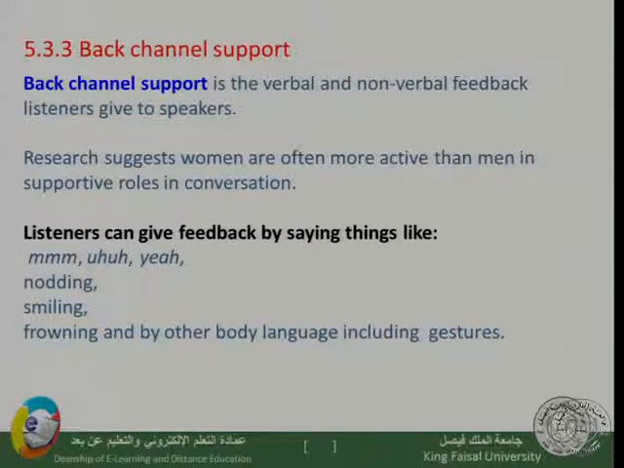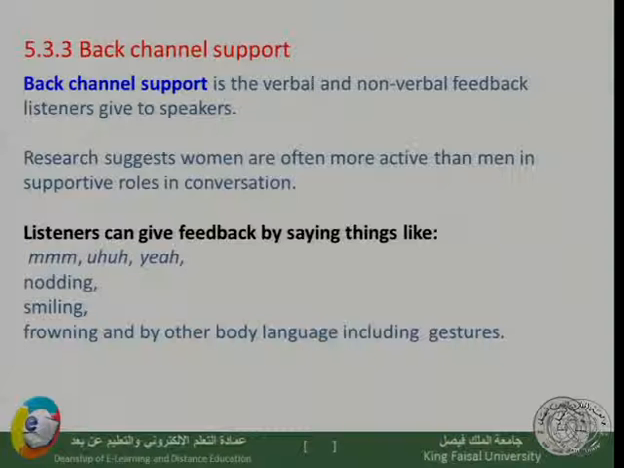So research suggests that women are often more active than men in supportive roles in conversation. Now, what the listener usually does when he gives feedback is saying things like yeah. When somebody is speaking to you and you want to make him feel that he is saying good things and that you are following, you say yes, yeah. Those words are feedback to the speaker, so that he can either continue or stop talking. Sometimes you just nod, you just move your head, yes, yes, yes.